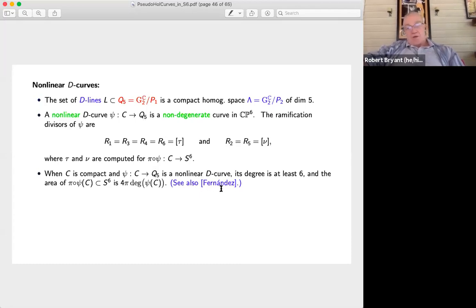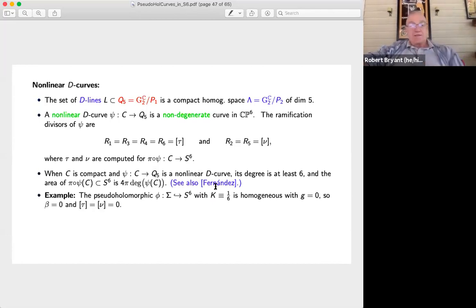This is, for example, in C. Fernandez's paper. For example, if you look at the pseudoholomorphic curve that I mentioned earlier that was written down by Sekigawa, that has constant curvature and it's homogeneous. Of course, it's G equals 0, and because it's homogeneous, tau and nu can't have any vanishing. So tau and nu have to not have any vanishing, but beta has to be 0 then, from what I said before. So it actually has to have a holomorphic lift into Q5, and that lift has to be a rational normal curve because it's totally unramified.